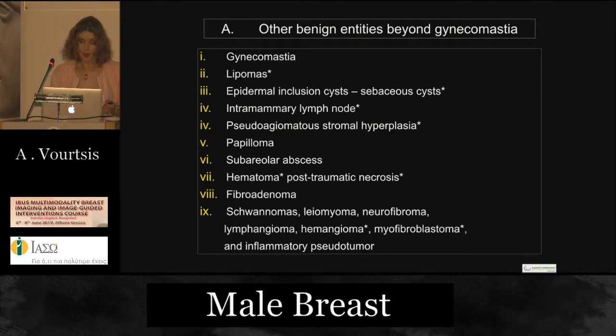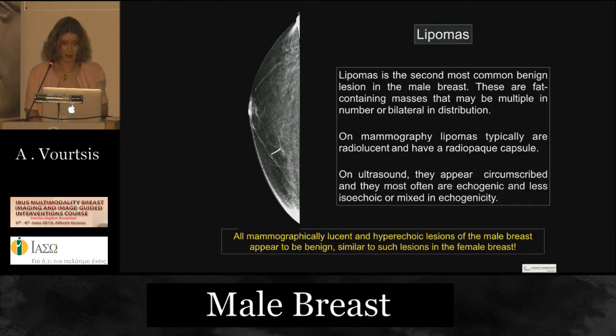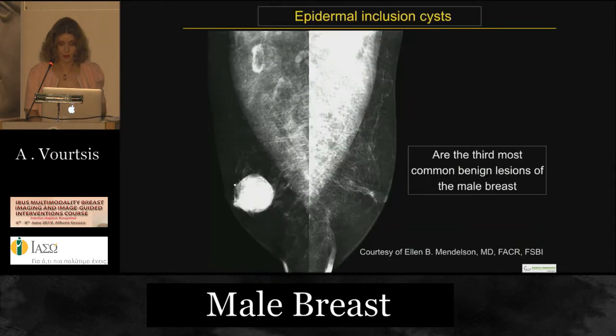I will present to you some other benign entities beyond gynecomastia. Lipomas may present in the male breast. It's the second most common benign lesion. They're very easy to distinguish from suspicious lesions, of course, because they appear with a typical radiolucent center and radiopaque capsule, so no problems to differentiate these lesions.